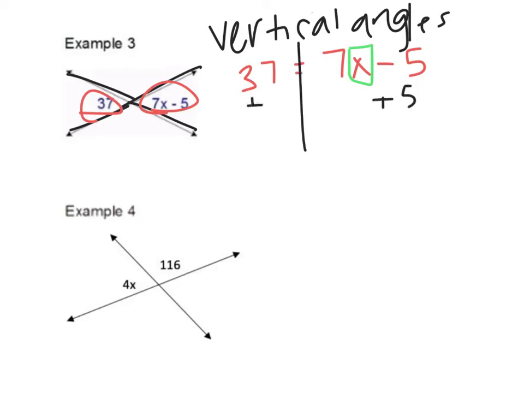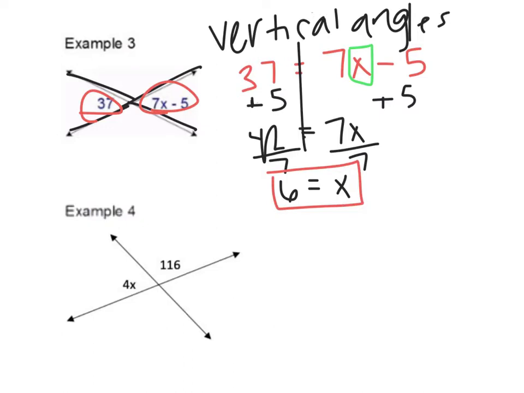So I'm going to add 5 to both sides. I get 42 equals 7x. Divide by 7. And x is equal to 6. Again, with vertical angles, I know that opposite angles should be equal to one another. So when I substitute 6 in, I do 7 times 6 is 42. 42 minus 5 is 37. Therefore, I know that I have the correct answer for x. So x is equal to 6.